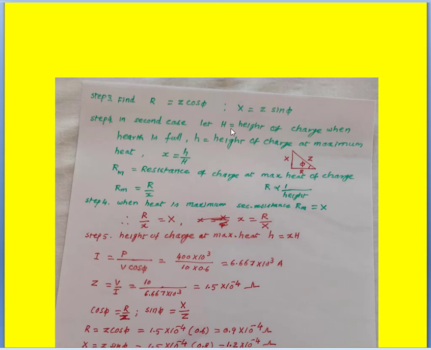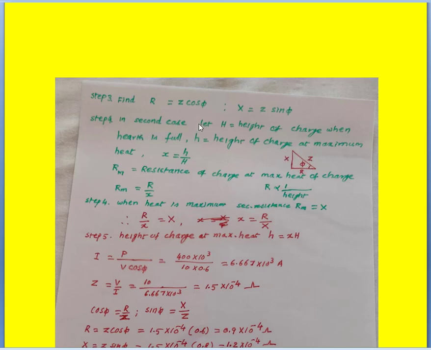Here the following steps are followed. Step 1 is to find the furnace current I using the formula P is equal to V into I into cos phi. Step 2 is to find the secondary impedance Z using the formula Z is equal to V divided by I. Step 3 is to find R, that is Z cos phi, and X is Z sin phi. That comes from the impedance triangle like this, R, X, Z.